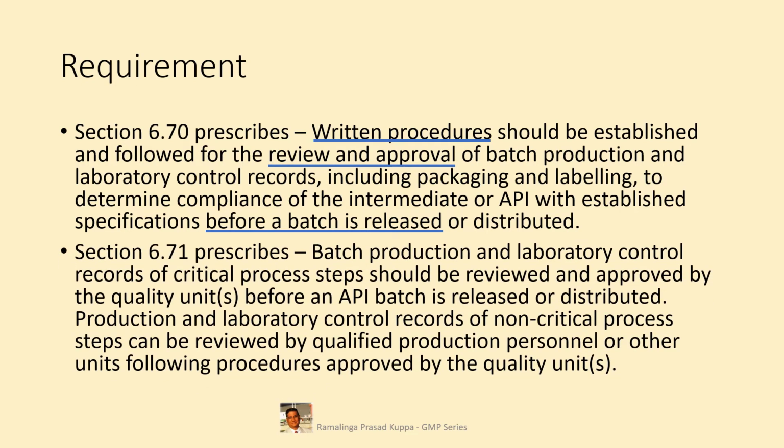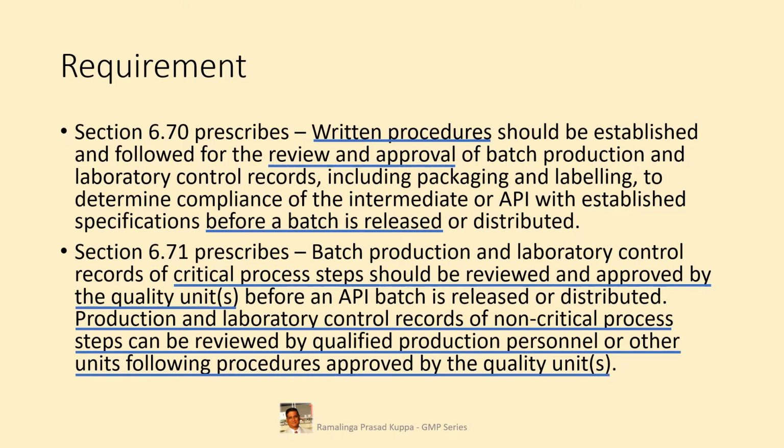Section 6.71 prescribes batch production and laboratory controls records of critical process steps should be reviewed and approved by the quality units before an API batch is released or distributed. Production and laboratory control records of non-critical process steps can be reviewed by qualified production personnel or other units following procedures approved by the quality units.